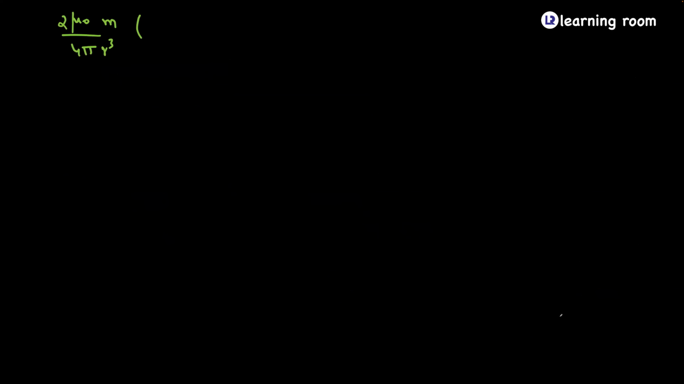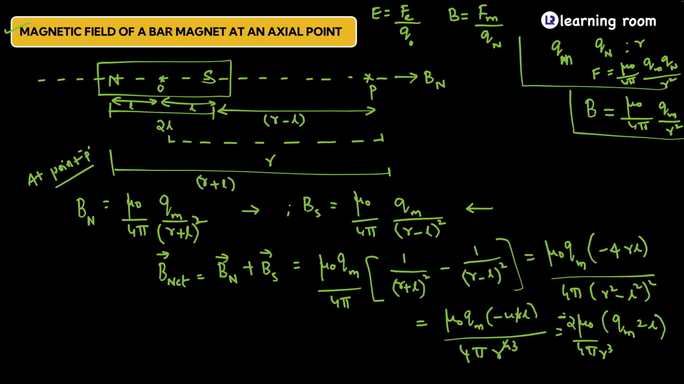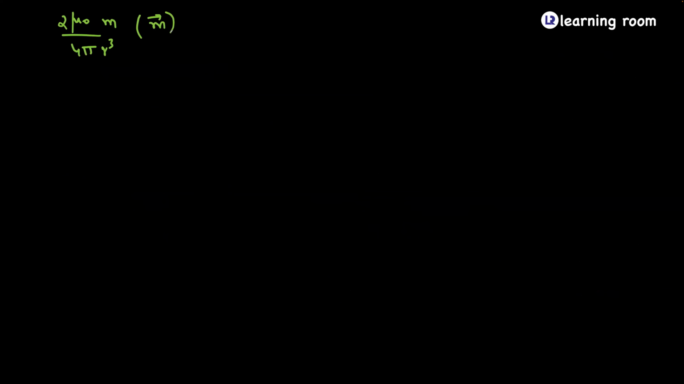That indicates that it is in the direction of the dipole moment, because listen to this carefully. When I say minus, it is this direction. This direction is from south to north. South to north is the direction of the magnetic dipole moment itself, right? Hence, what we are going to write is 2 times mu naught into M divided by 4 pi R cube times M vector, right?